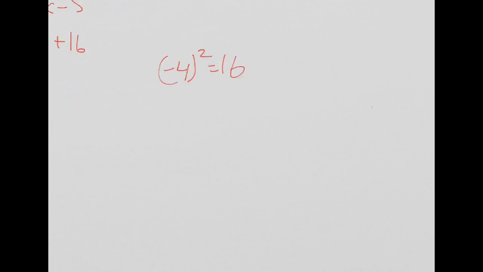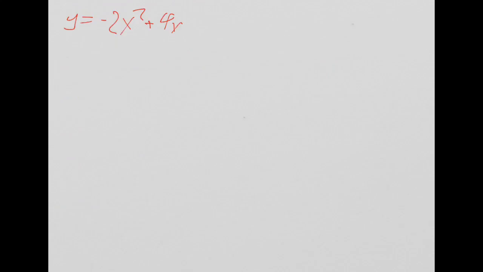Let's look at one more example. Let's look at something where the coefficient is not just 1. So let's go y equals negative 2 times, let's go negative 2 x squared plus 4x minus 3.